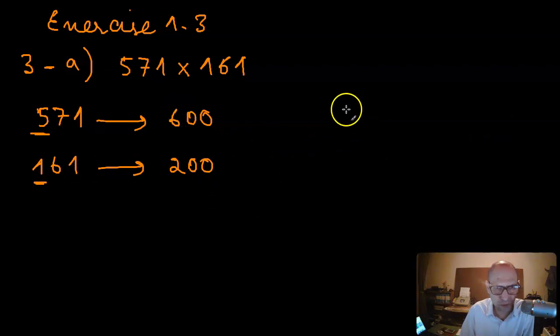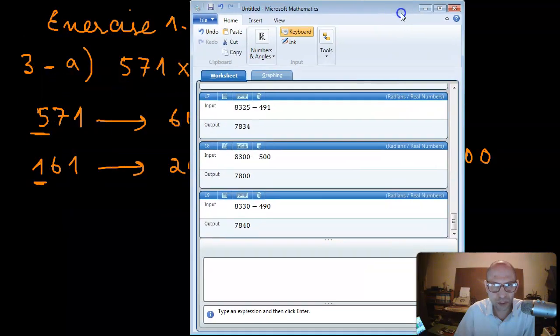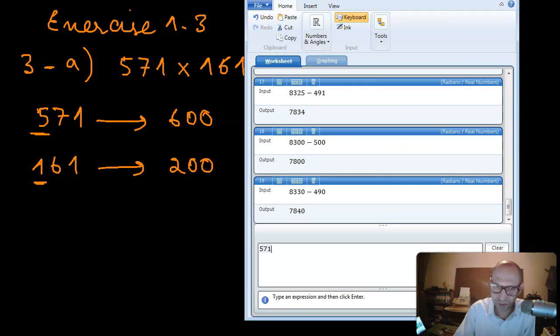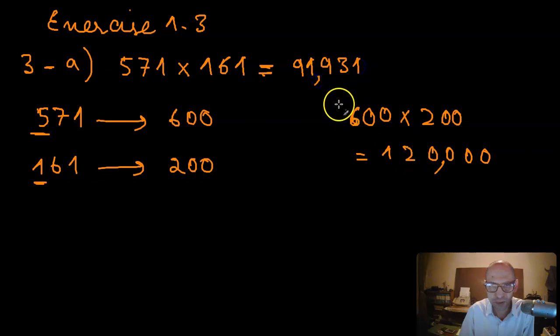And now you see that the calculation becomes easy, meaning it becomes 600 times 200. You can do that in your head. 6 times 2 is equal to 12, and then you have 4 zeros, so that's 120,000. Now, if you do the actual calculation, 571 times 161, that's 91,931. And so the difference is about 30,000.